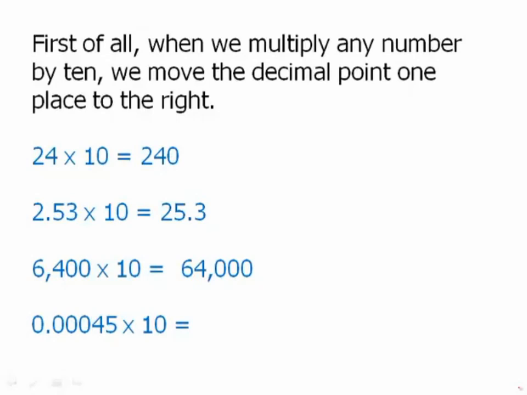0.00045. That would be 45 hundred-thousandths. That has 3 place holding zeros. When I multiply by 10, the decimal point moves 1 place to the right, and so I wind up with 2 place holding zeros.